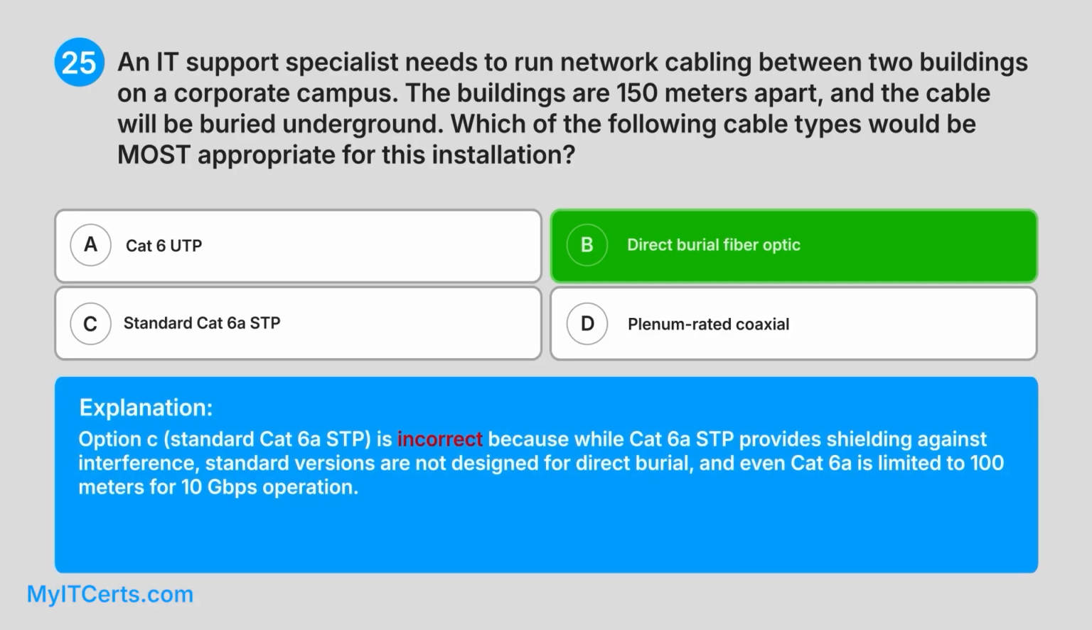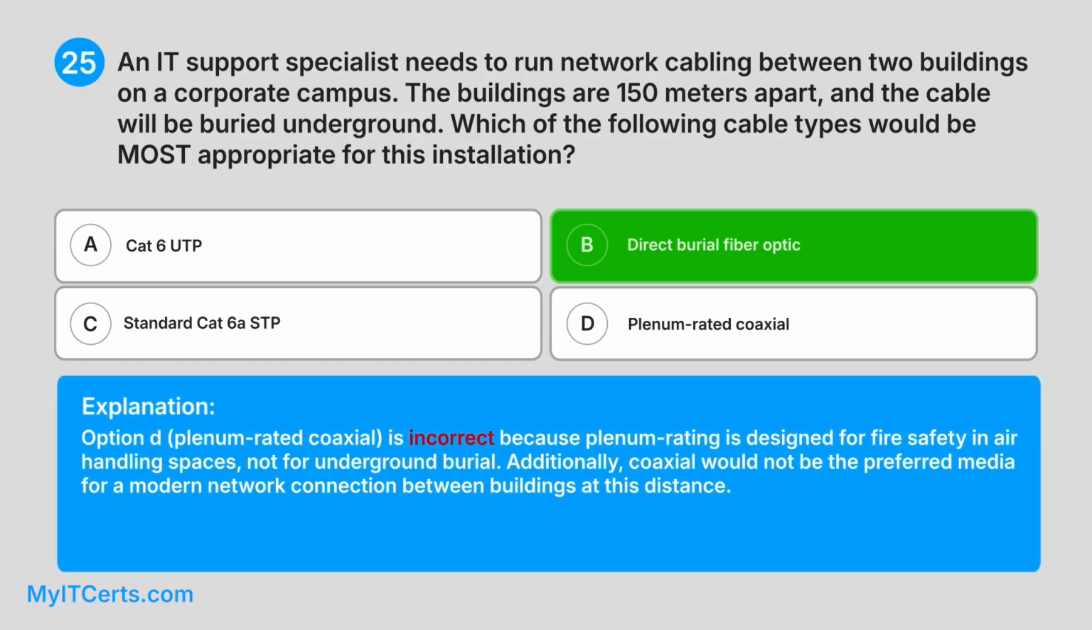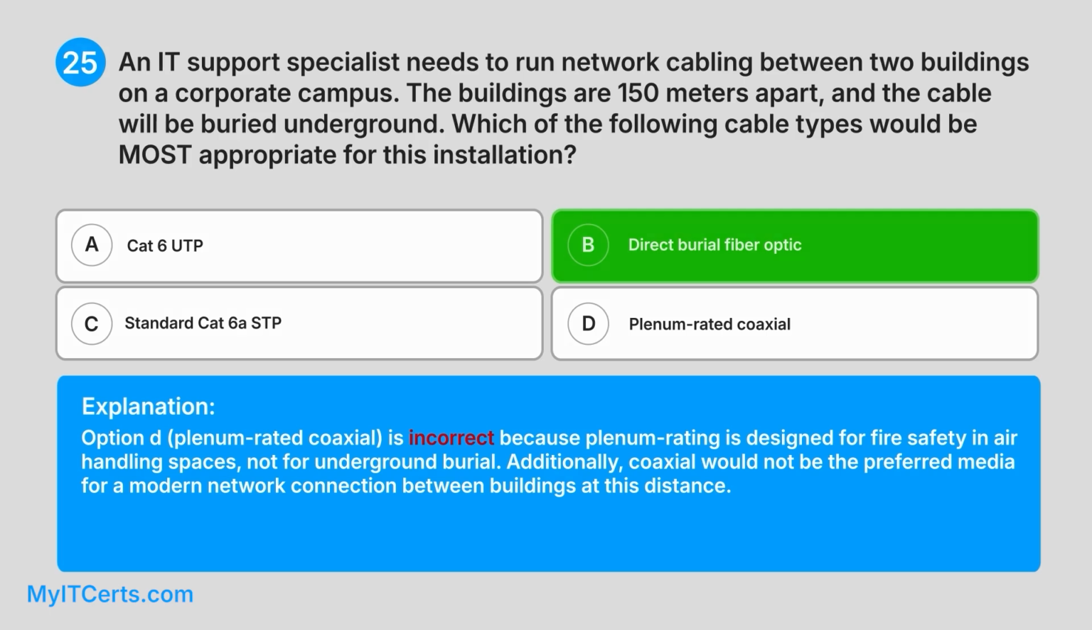Option C is incorrect because while Cat6A STP provides shielding against interference, standard versions are not designed for direct burial, and even Cat6A is limited to 100 meters for 10 Gb operation. Option D is incorrect because plenum rating is designed for fire safety and air handling spaces, not for underground burial. Additionally, coaxial would not be the preferred media for a modern network connection between buildings at this distance.